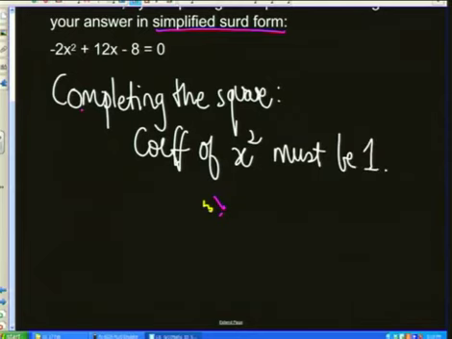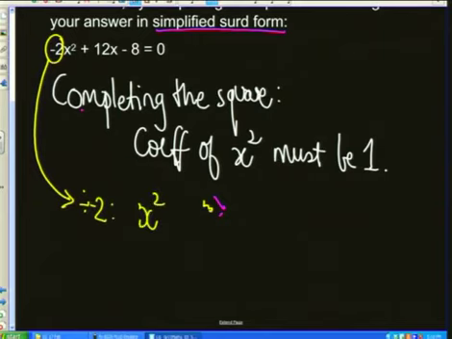So if I look at the current coefficient, it's -2. So I'm therefore going to divide by -2 on both sides. And so I get x squared minus 6x plus 4 is equal to 0. Let's just check that. That's negative 2x squared, positive 12x, and negative 8 is equal to 0.